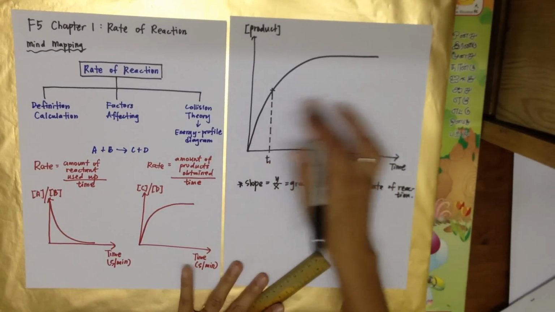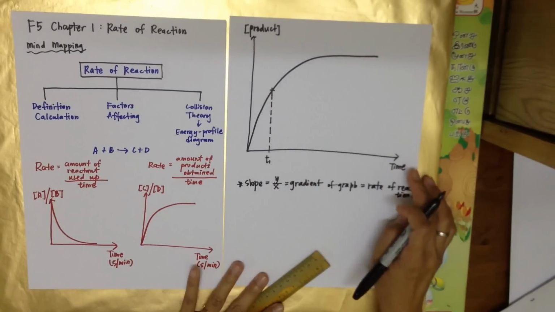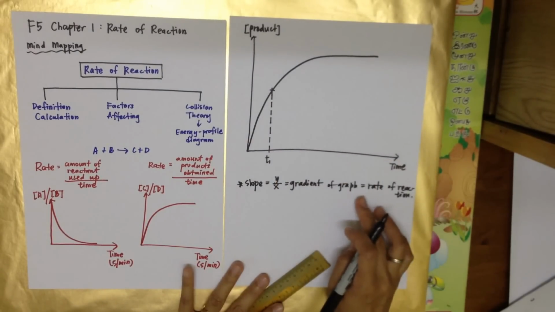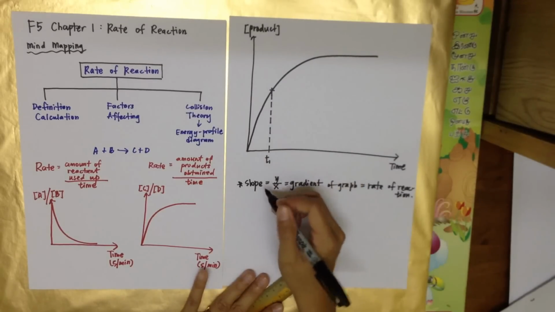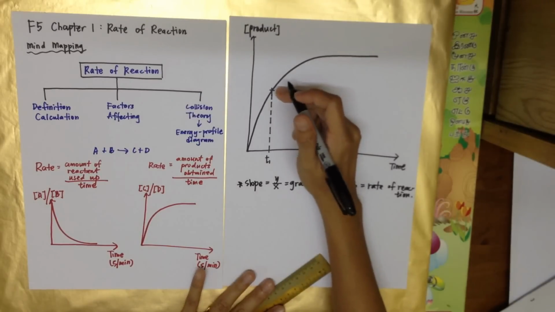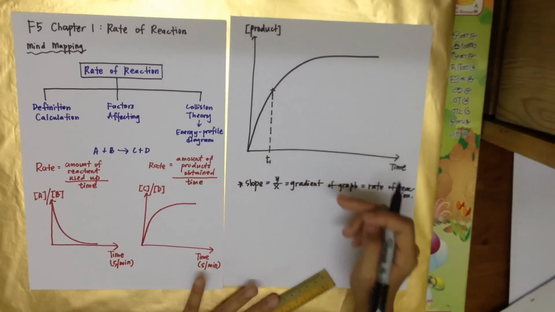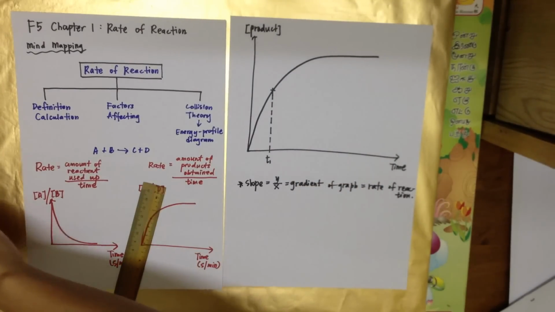That means for a particular graph of concentration of product plotted versus time, the gradient of the graph can be used to represent the rate of reaction. For T1, how to measure the gradient of the graph at T1? Because this is a curvature, students will need to know how to draw a good tangent from the graph.